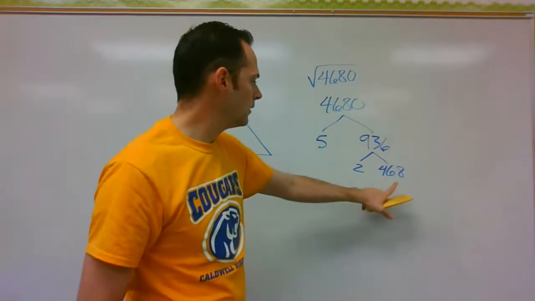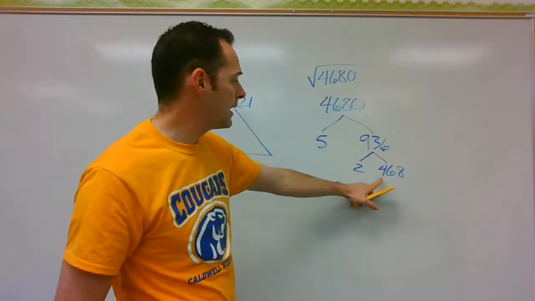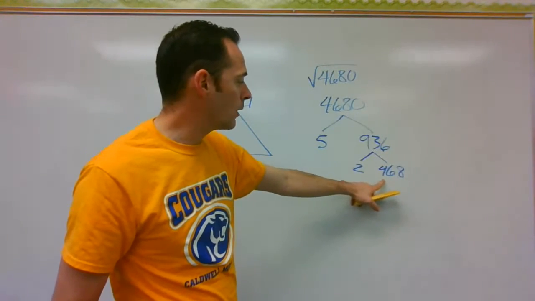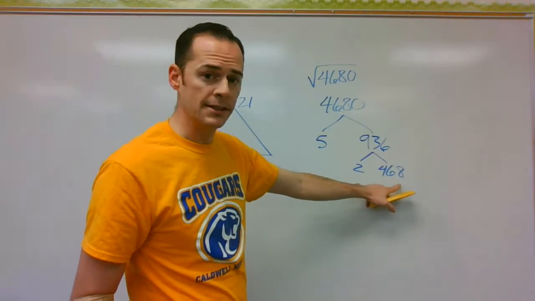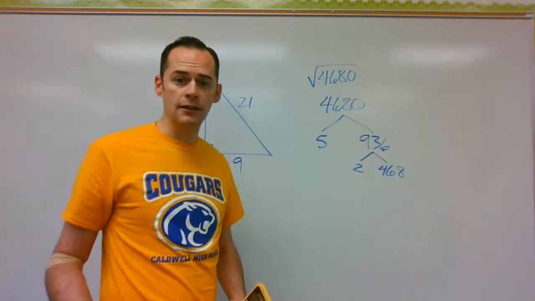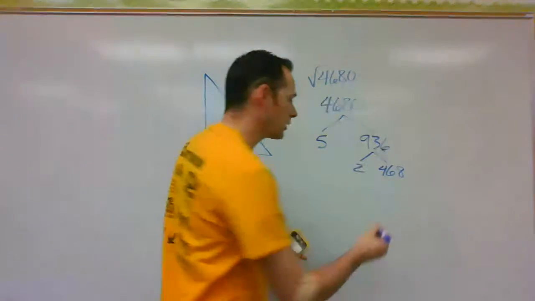Now, I have another even number, but at the same time, I know that there's a factor of 3 because I can go 4 plus 6 plus 8, which makes 18. And I know that 3 is a factor of 18. Because I know that 3 is a factor, I'm going to go ahead and pull one out.